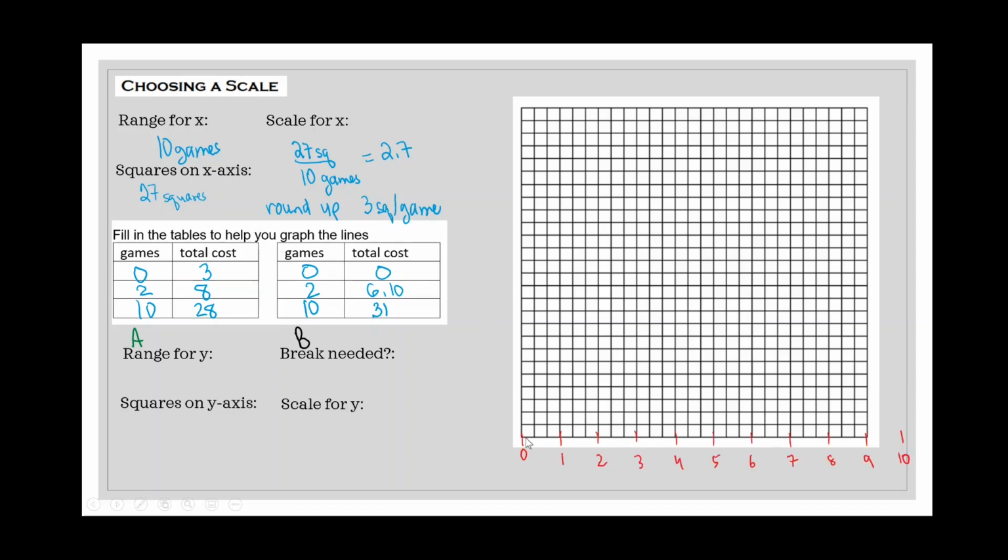So 3 squares, here's 1 game. 3 more squares, this is the second game. Notice what happens when you're trying to go to 10 games, you're going to be off the grid. So instead of rounding up, let's round down. So we're going to say 2 squares is going to represent 1 game.